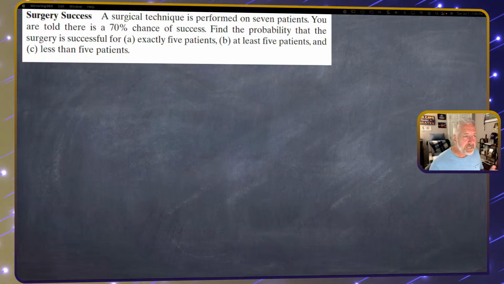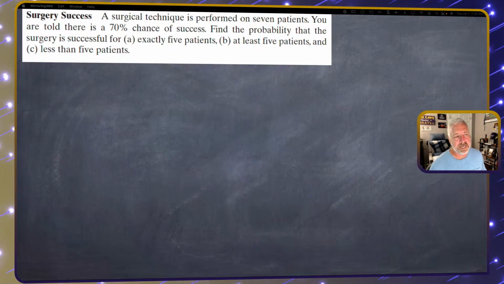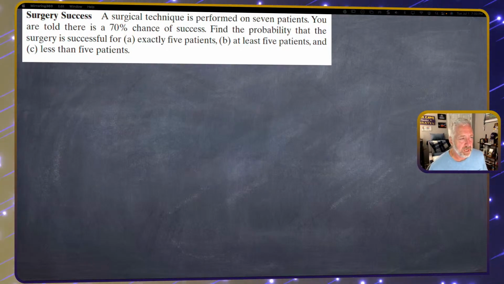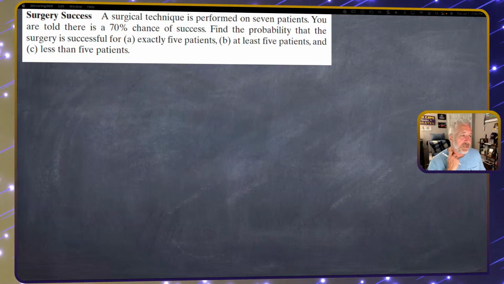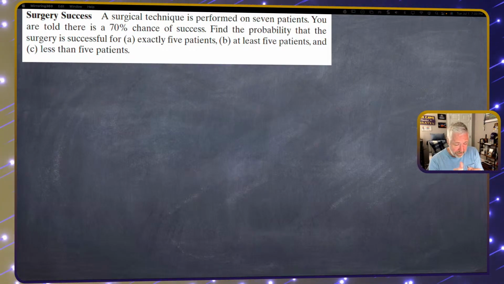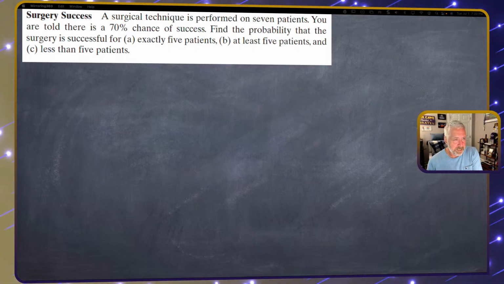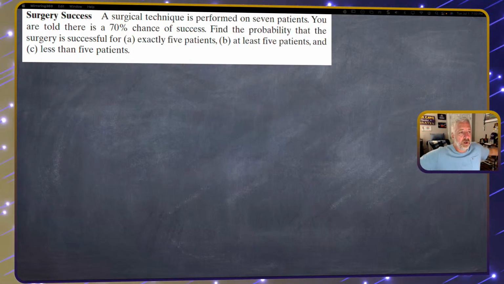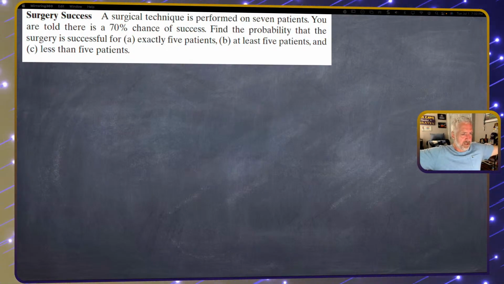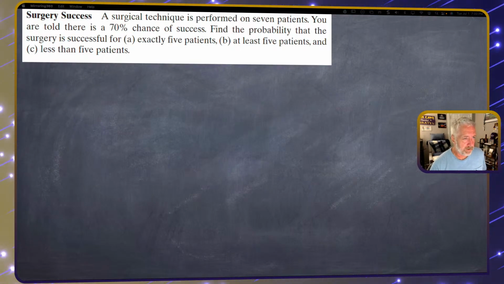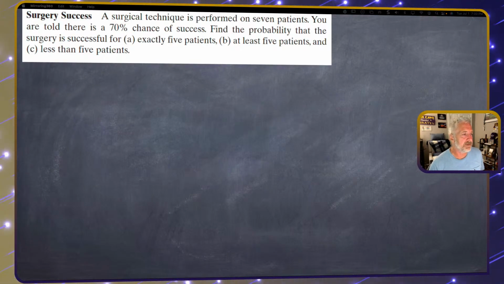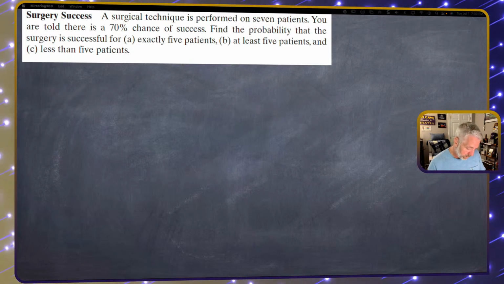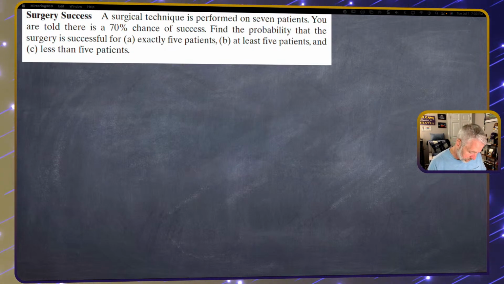All right, surgery successes. A surgical technique is performed on 7 patients. You are told there is a 70% chance of success. Find the probability that the surgery is successful for exactly 5 patients, at least 5 patients, and less than 5 patients. So it's basically similar to the one before. You could easily do a tree diagram here if you needed to. We don't need it for this. But this is a binomial. Again, you'll have to recognize this is a binomial, not a regular probability distribution.